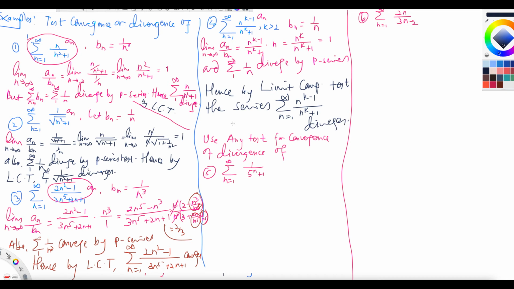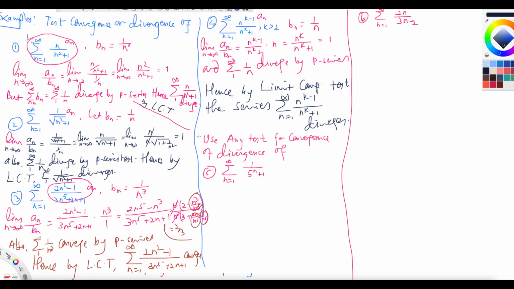So the basic idea is to try to find bn. So bn should be in the form of 1 over n to the k. Then it is easy to tell whether it converges or diverges. But how do I find bn? And again, this method may not be applicable to all types of problems.